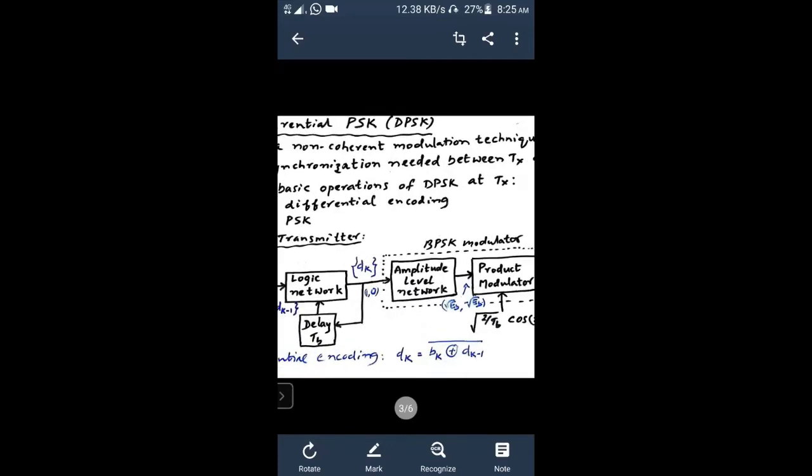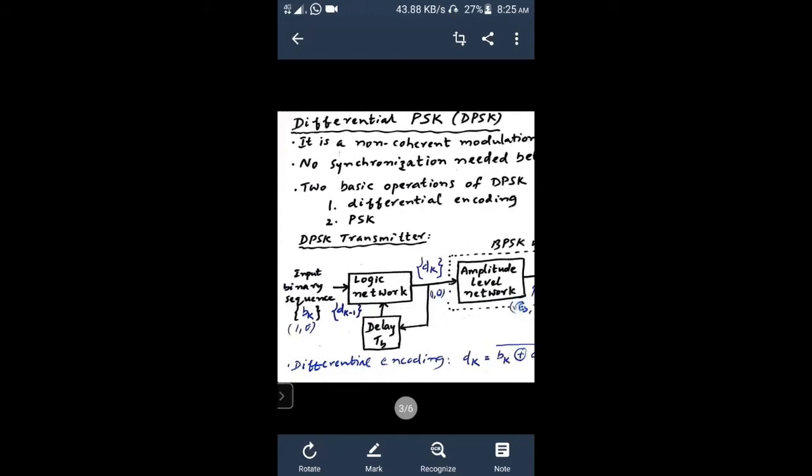Look into the block diagram next. As usual, the first part is the input binary sequence, denoted as b_k, which is a sequence of ones and zeros, given to one logic circuit or logic network. This logic circuit is your digital circuit, maybe consisting of some basic gates. This logic circuit will perform an operation on the incoming binary sequence. This operation is called differential encoding.